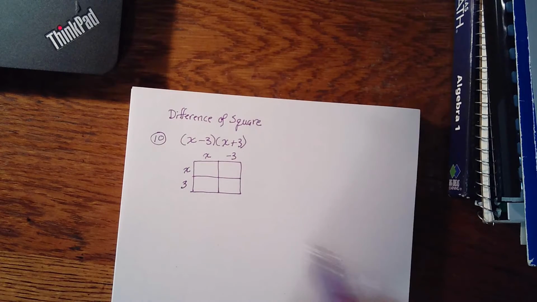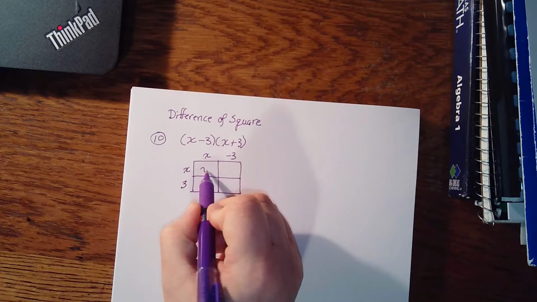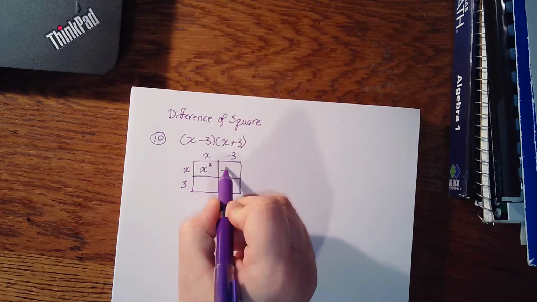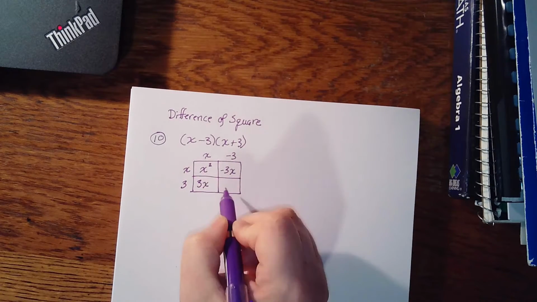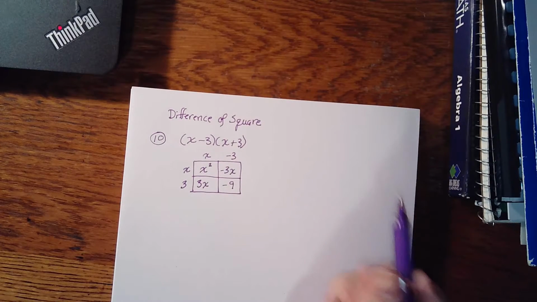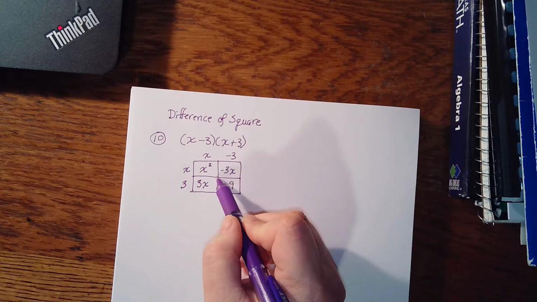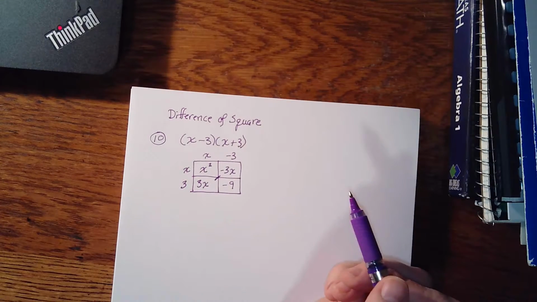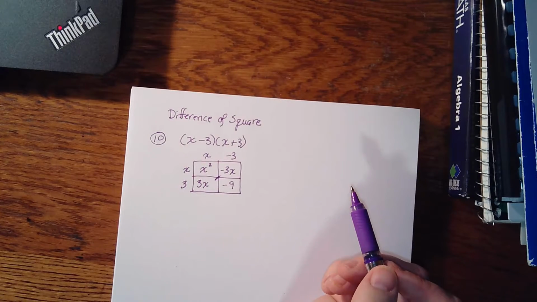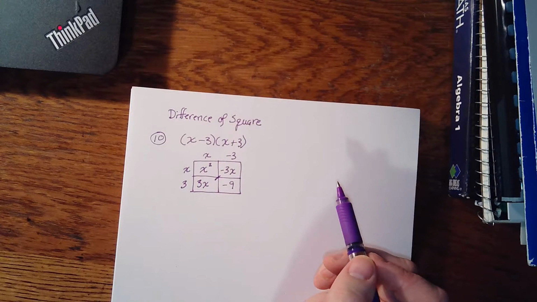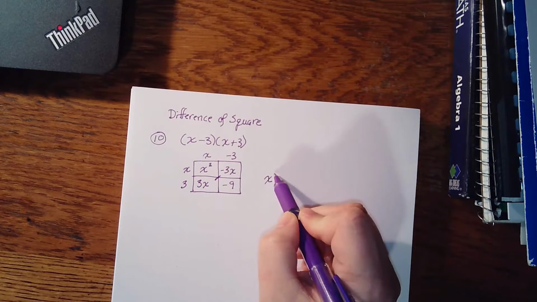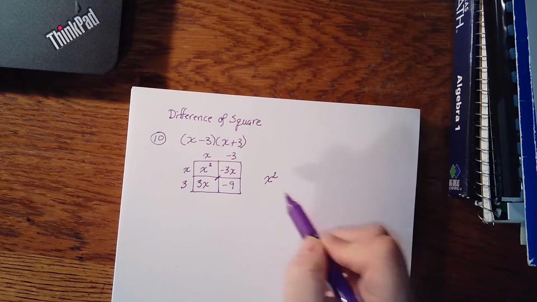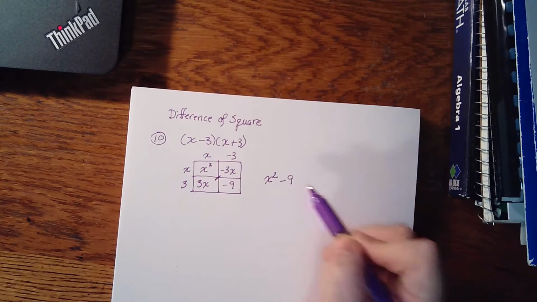We multiply to get in. So this becomes x squared, negative 3x, and then positive 3x, and negative 9. You're going to notice something happens in the diagonals. My negative 3x and positive 3x are actually going to cancel each other. Since we know they cancel each other, we don't have to put a 0, we just drop them completely. So x squared minus 9 is my binomial answer.